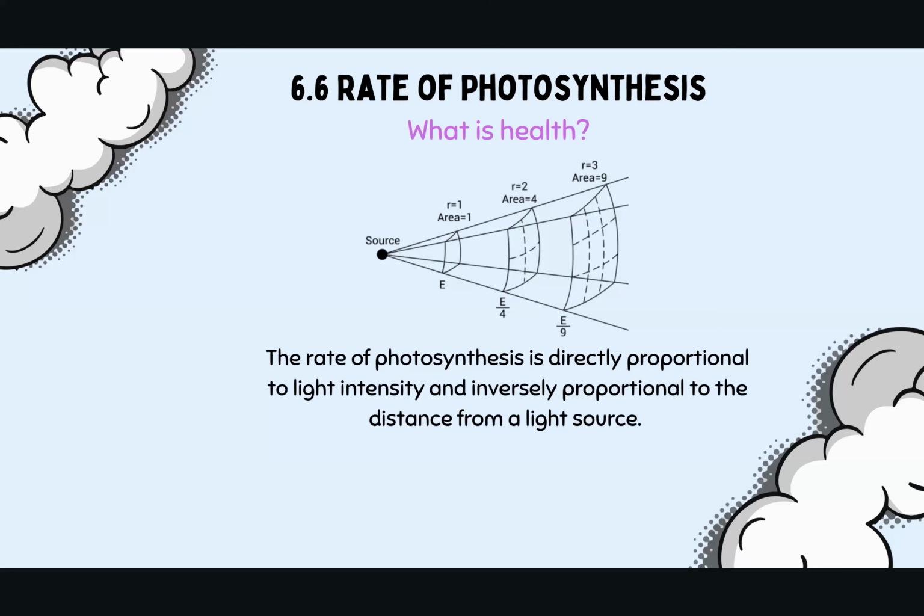So all we're saying here is the rate of photosynthesis is directly proportional to light intensity, and it's inversely proportional to the distance from a light source. Now, we'll go through this in more detail in the pre-exam workshop. So if you're not able to attend the pre-exam workshop, please still go through all the maths questions because there are always maths questions linked to this topic.